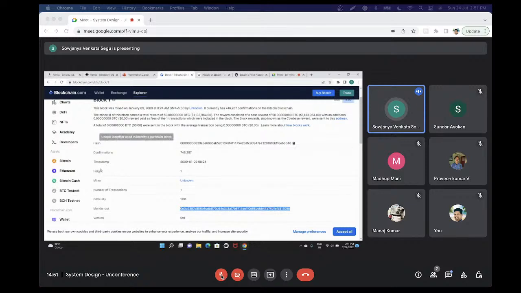This is the header of a block. A block has a hash. This is the hash of the current block, and it has confirmations. Confirmations means how many blocks are added after this block. Timestamp denotes when the block was created.